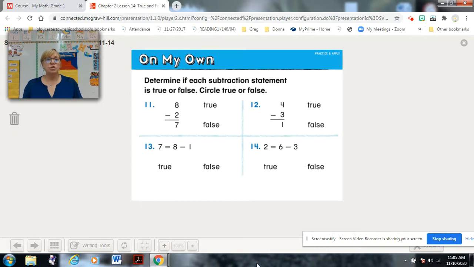Okay, now we're going to do vertical. Doesn't matter, the math doesn't change, just the direction. You're going to determine if it's true or false for subtraction. Pause now.